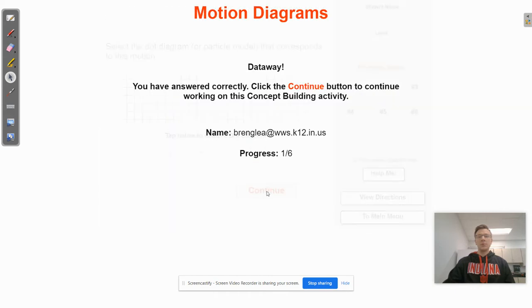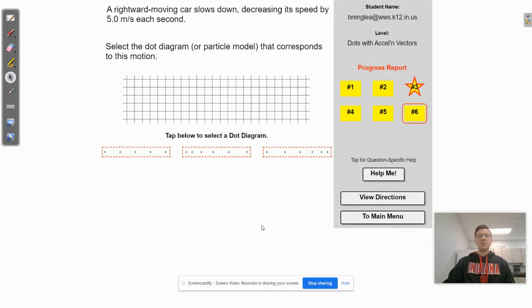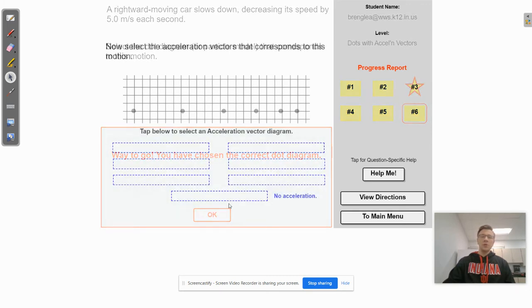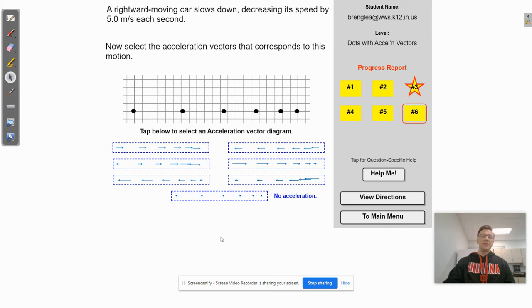Okay, so we'll do a couple examples here. So this one says a rightward moving car slows down, decreasing its speed by 5 meters per second each second. So if it's moving to the right and slowing down, we're going to want this far right dot diagram because this shows the distance is decreasing each second as we move to the right, which is good.